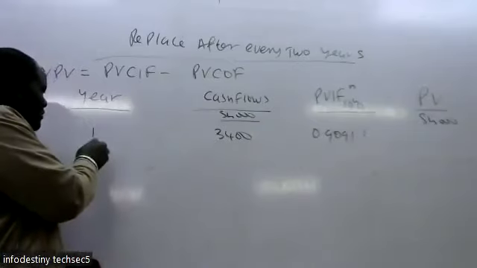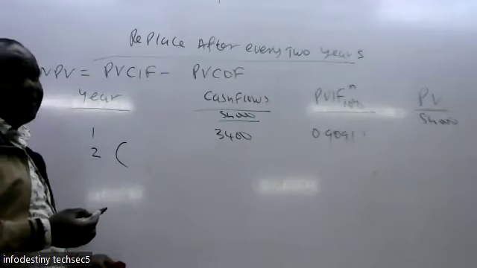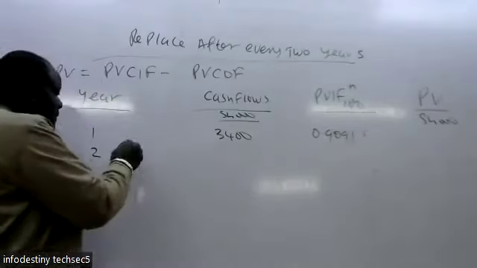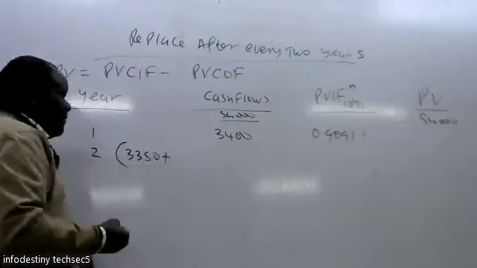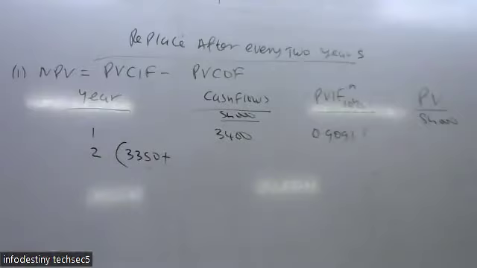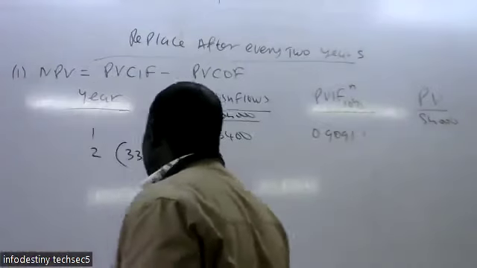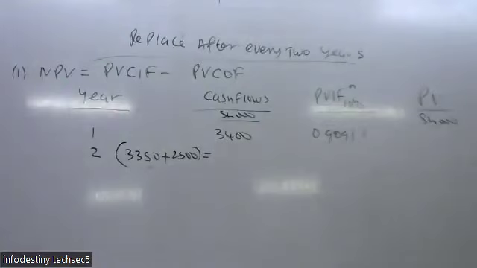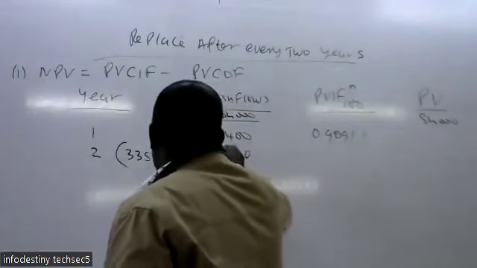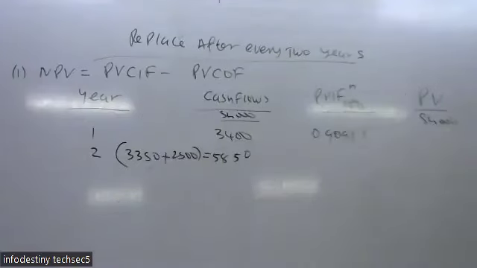So we also now include year two. So how much were the cash flows for year two? We calculate. We got how much? That's 3,350. So confirm the resale value of a two-year-old machine. You are given 2.5 million. So add there 2.5 million. So that will come up with the value for year two. So how much is that figure for year two? So you get 5,850.